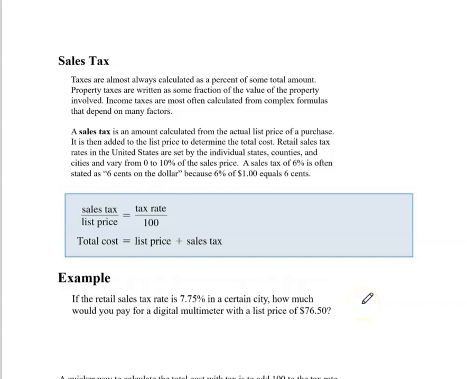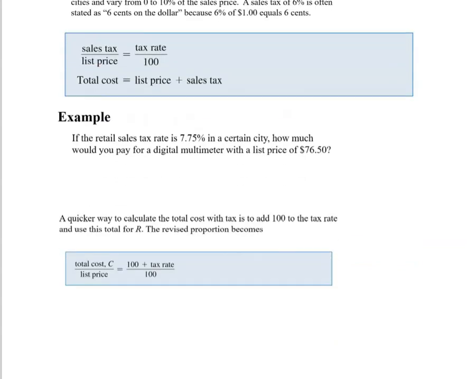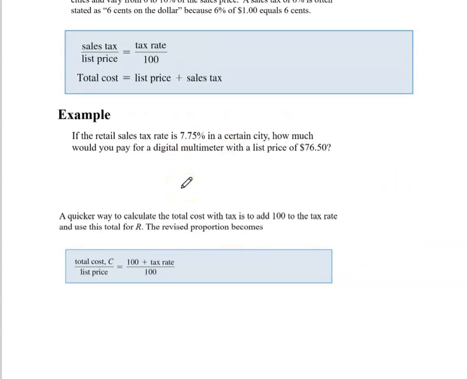A sales tax of 6% is often stated as 6 cents on the dollar because 6% of a dollar equals 6 cents. So we've got our sales tax over our list price is equal to the tax rate over 100%. Our total cost is our list price plus our sales tax. So if the retail sales tax rate is 7.75% in a certain city, how much would you pay for a digital multimeter with a list price of $76.50? Okay, so you can absolutely use this formula, and that's okay.